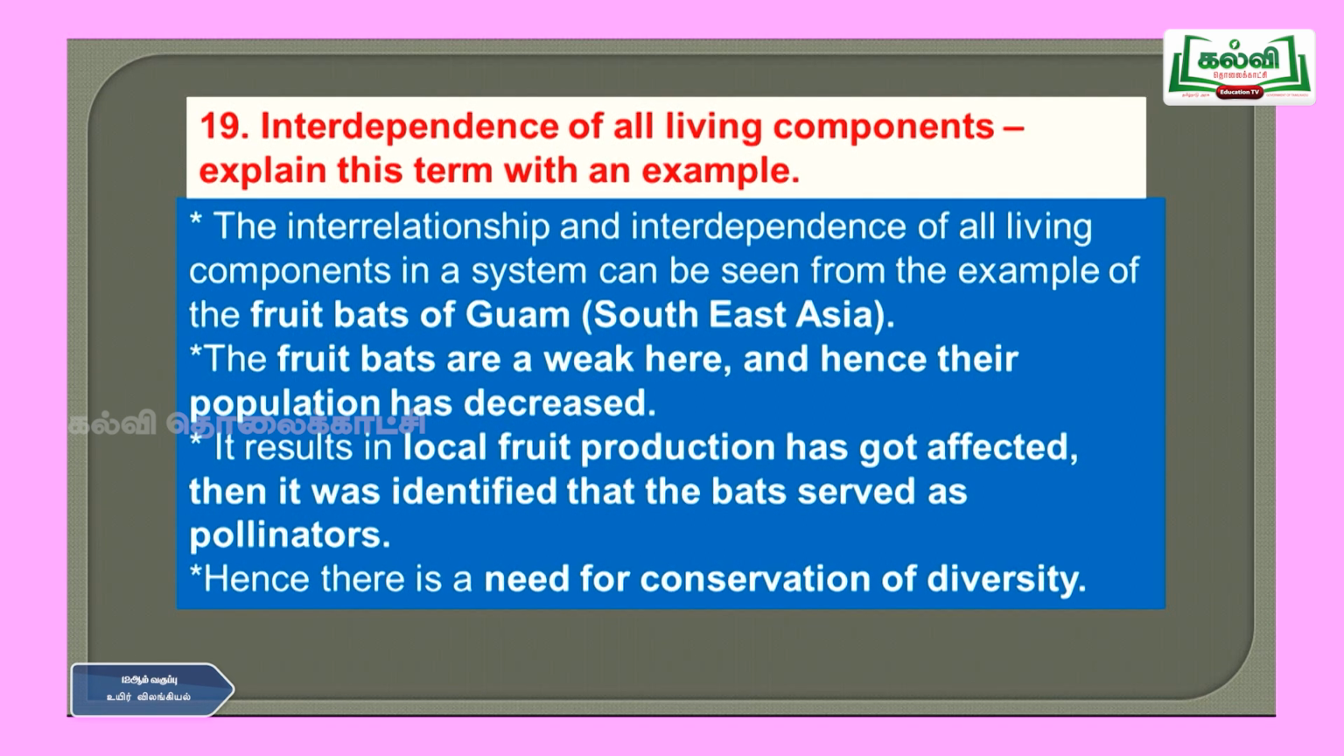So interrelationship and interdependence of all living components in a system can be seen from an example of fruit bats of Guam, that is Southeast Asia. So the fruit bats are weak here and hence their population has decreased. So it results in local fruit production being affected, and then it was identified that the bats served as a pollinator, hence there is a need for conservation of diversity.